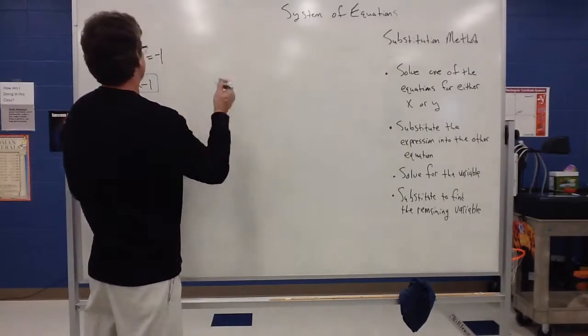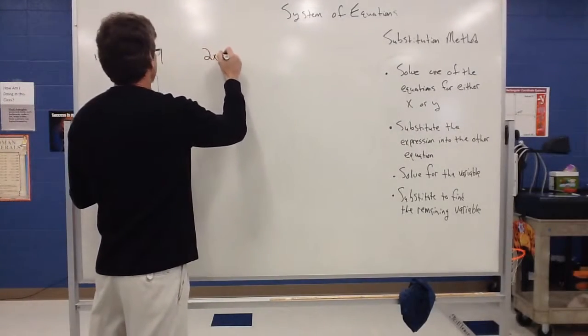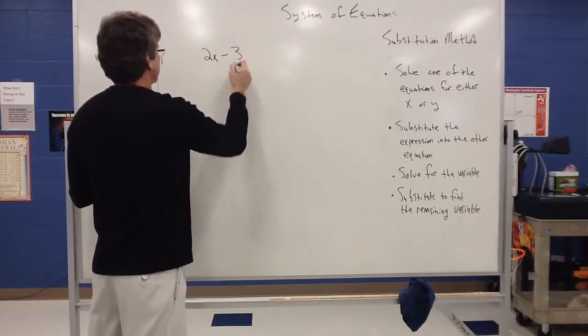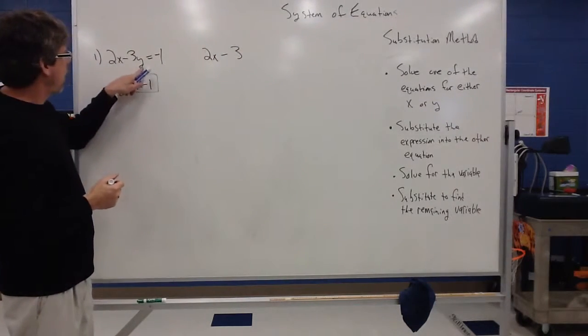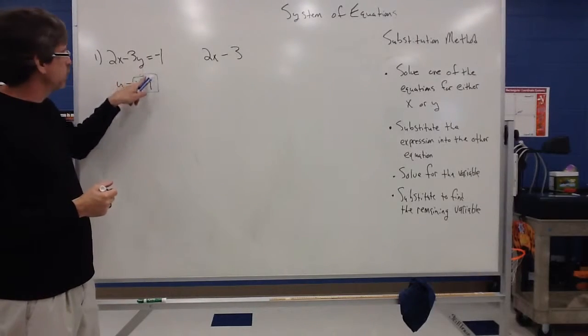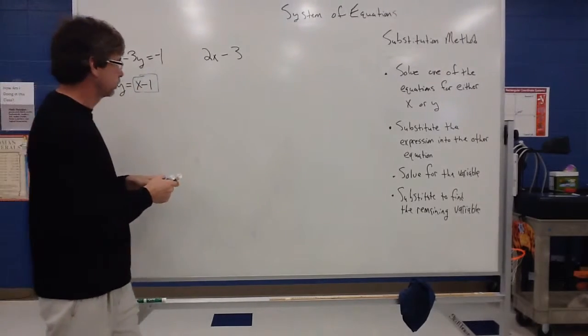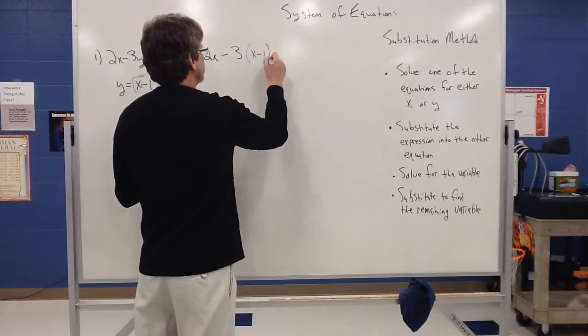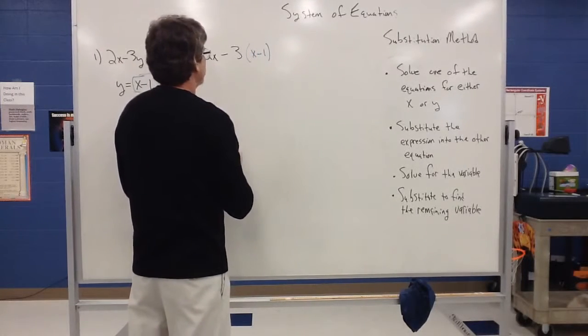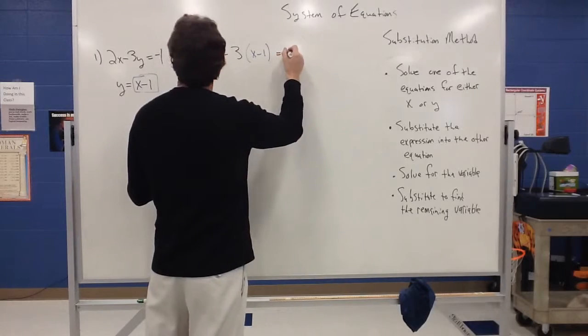I have 2x minus 3, and what I'm going to do is, since y is equal to x minus 1, I'm going to replace y in the other equation with the expression x minus 1. So I have x minus 1 goes in, and that's going to equal then this negative 1.